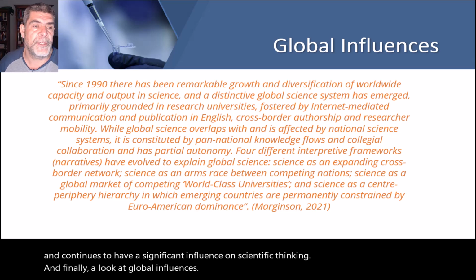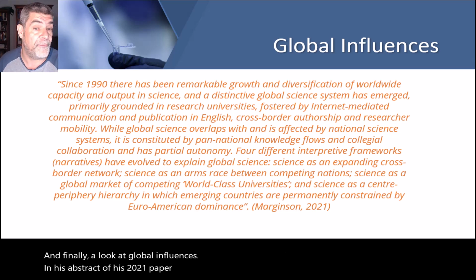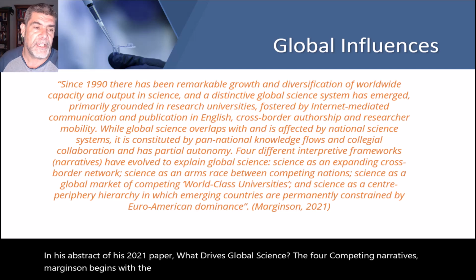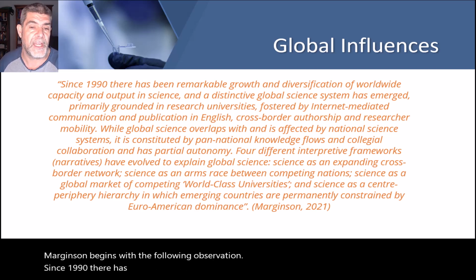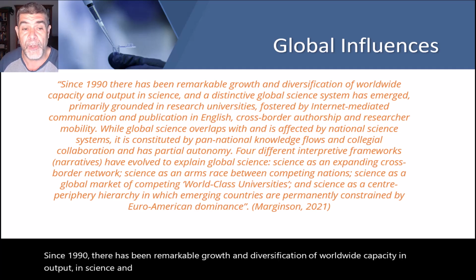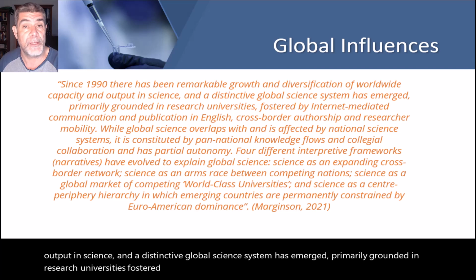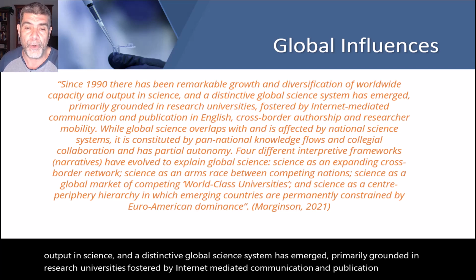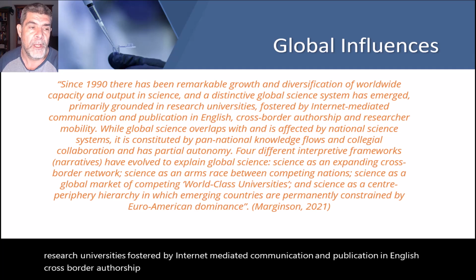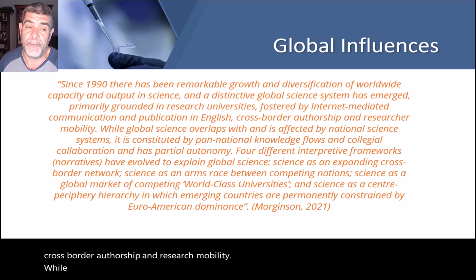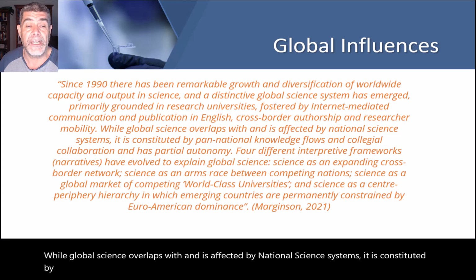In the abstract of his 2021 paper, What Drives Global Science? The 4 Competing Narratives, Marginson begins with the following observation. Since 1990, there has been remarkable growth and diversification of worldwide capacity and output in science, and a distinctive global science system has emerged, primarily grounded in research universities, fostered by internet-mediated communication and publication in English, cross-border authorship, and research mobility. While global science overlaps with and is affected by national science systems, it is constituted by pan-national knowledge flows and collegiate collaboration and has partial autonomy.